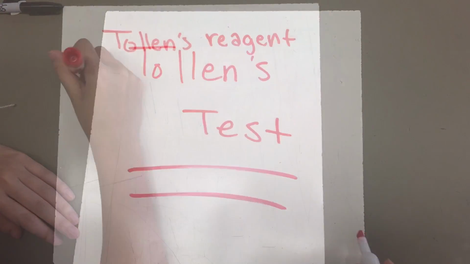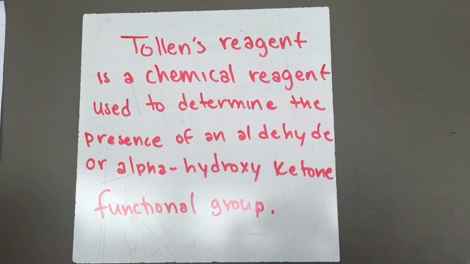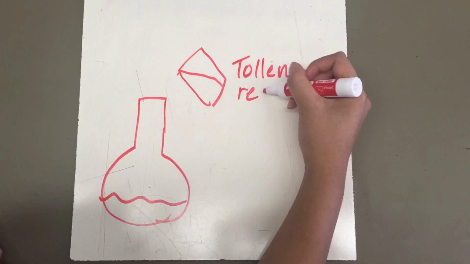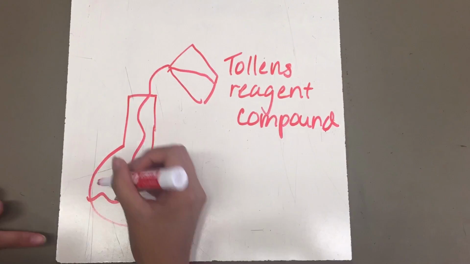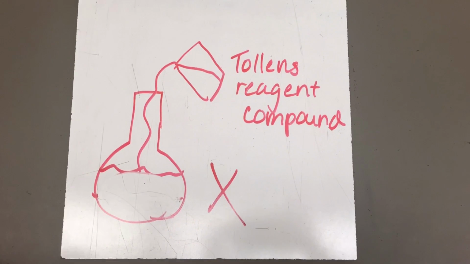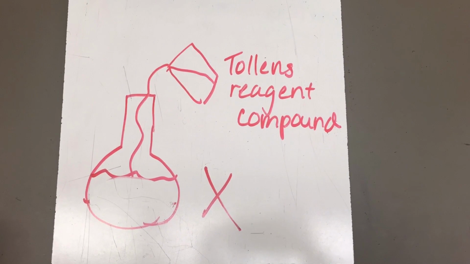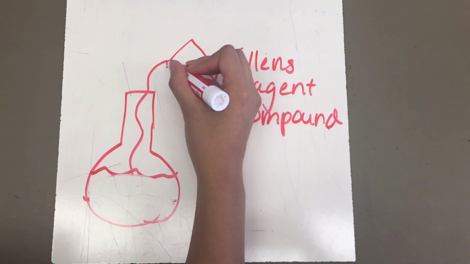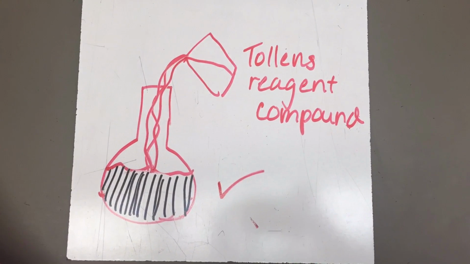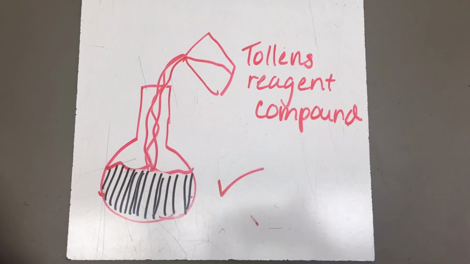Aldehyde reactivity and Tollens' test. Tollens' reagent is a chemical reagent used to determine the presence of an aldehyde or alpha-hydroxy ketone functional group. In this example, when a Tollens' reagent compound is poured into a solution containing no aldehyde groups, the solution will remain clear, showing negative results to Tollens' test. But if the compound is poured into a solution that does contain an aldehyde group, the solution will precipitate, and in this experiment, that is what causes the silver to deposit on the sides of the flask.